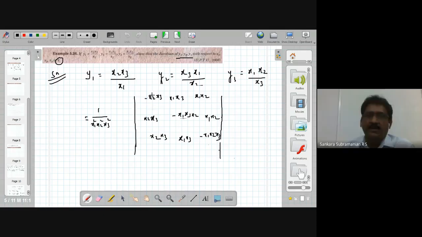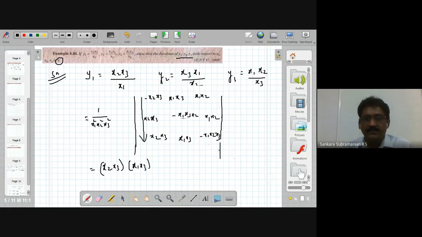Yes, sir. Okay. So after taking 1 by x1 square instead of 1 by x1, 1 by x2 square and 1 by x3 square, we get the terms like this. And after that, in the first column, x2, x3 is common. You can take it common. And in the second column, you can see that x1, x3 is common.